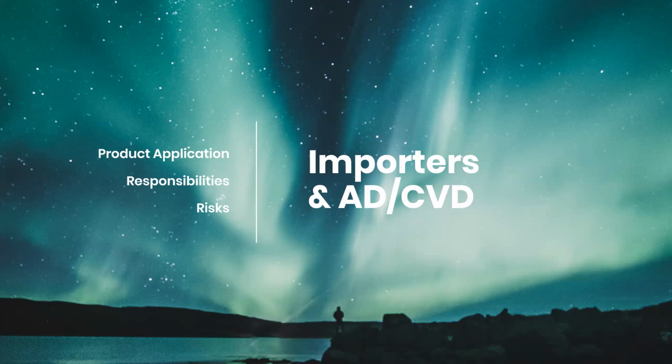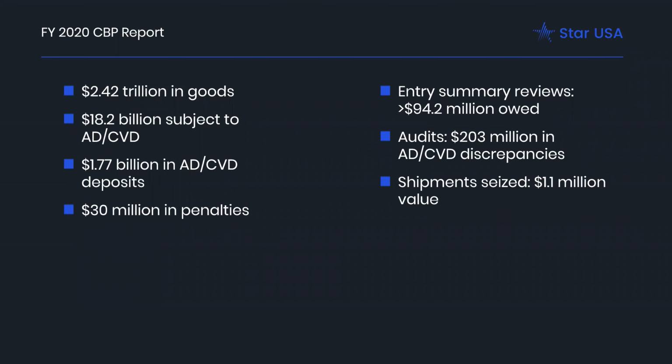They also required that DOJ and Department of Homeland Security develop prosecution practices and allocate resources, because they identify that this is a very big opportunity for revenue generation in the United States. That same report said, all right, in fiscal year 2020, we imported $2.4 trillion, and of those goods, 18.2 billion were subject to anti-dumping. They collected 1.7 billion in anti-dumping and enforced 30 million in penalties. Those penalties were for fraud, gross negligence, and negligence in respect to anti-dumping. And that's about 3% of the total duties that were collected.